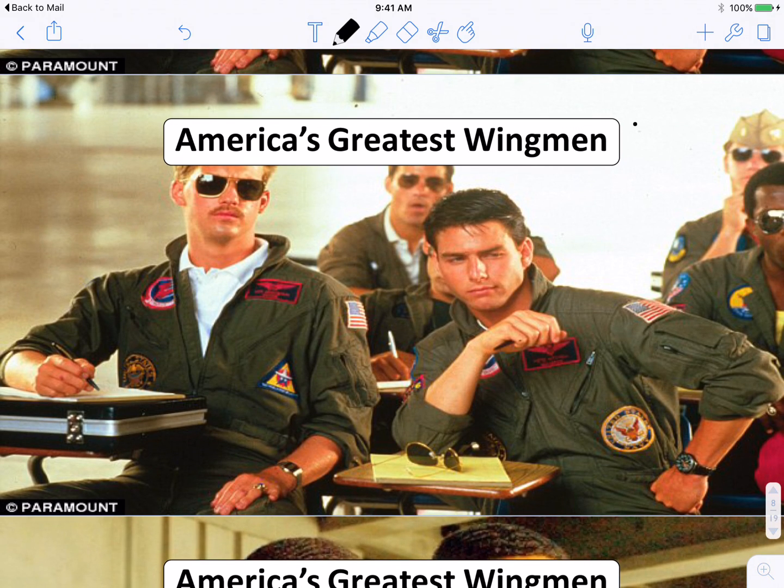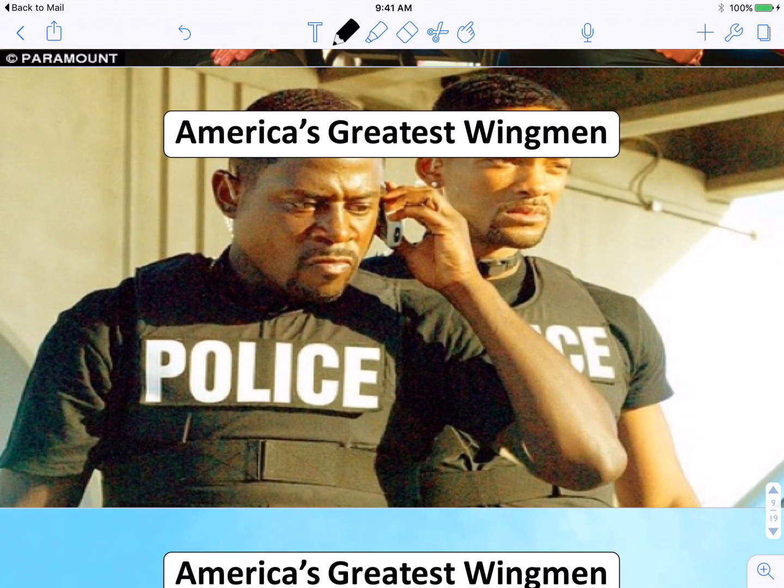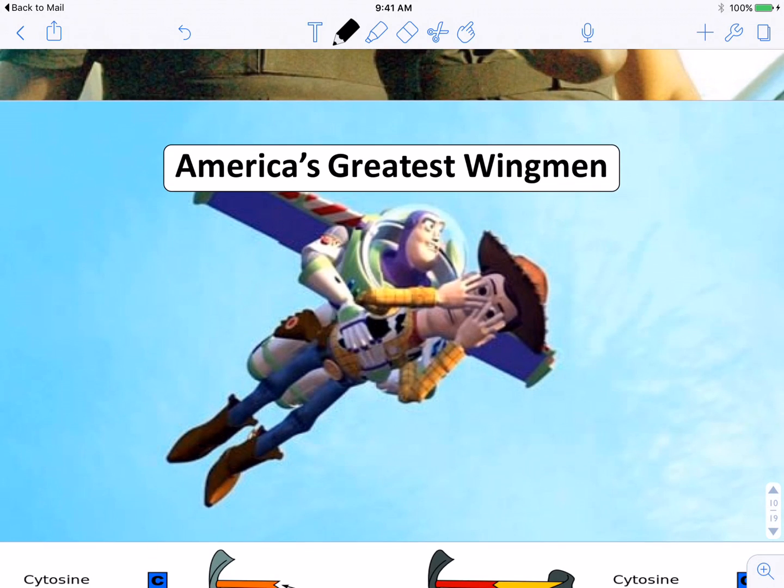And here we have the lovely Goose and Maverick. Look at that mustache. That is saucy. And then if we go down here, we got the dudes from Bad Boys 2, and then Buzz and Woody.